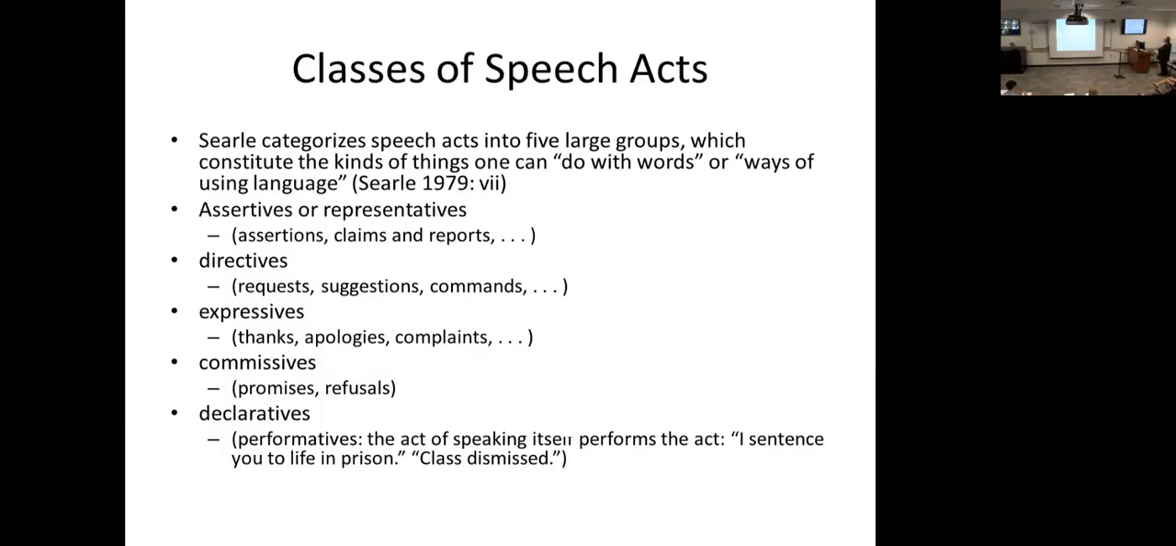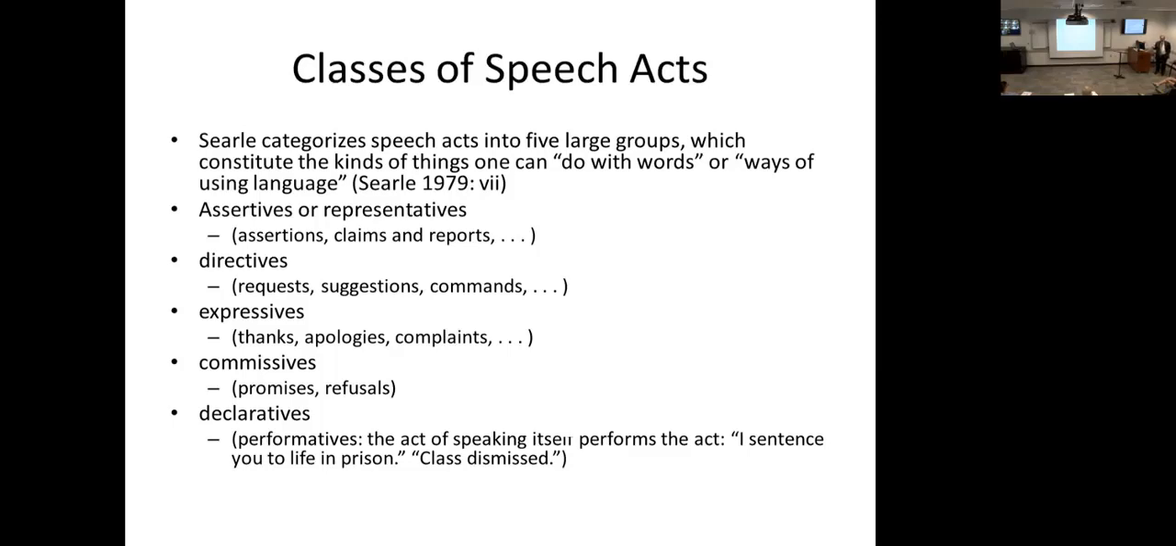All right, so 5 classes of illocution. And then he says we can categorize all speech acts into these 5 classes. There are assertives, which are basically statements. Directives, which are commands, requests, directions, that kind of thing. Expressives, where you're expressing an emotion. Commissives, which is when you commit yourself to something.